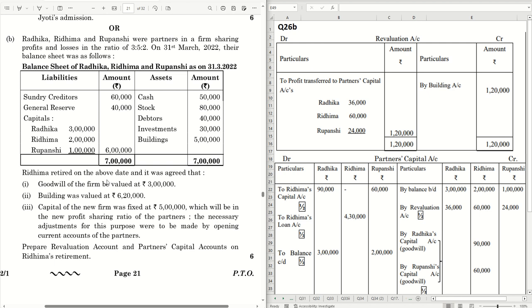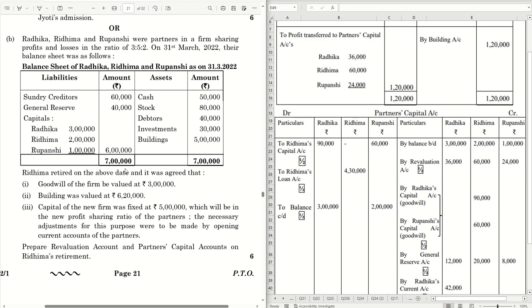There are no other adjustments for assets or liabilities. Straight away, this 1,20,000 becomes revaluation profit that will be distributed among all the partners in their old ratio. So 36,000, 60,000, and 24,000 become their share of profit, which is transferred to the capital account here by revaluation account 36,000, 60,000, and 24,000. Half mark for this transfer and half mark for the calculation here. Half mark for by building account 1,20,000 entry. So in this case, revaluation account has just 1 mark allotted. Let's move on to the next one.